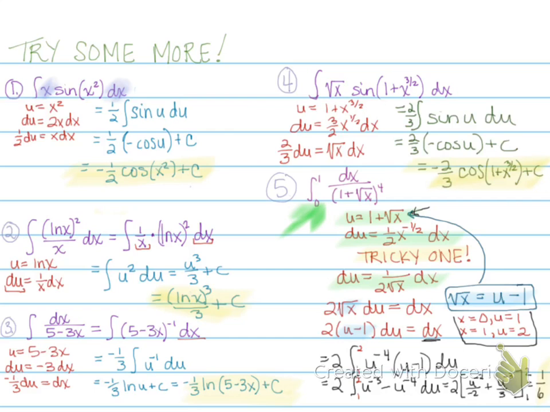And this one was to the negative 4th power. So then just evaluate that like you would any definite integral. Your answer should be 1/6. Go back and try that one again if you feel like you need to. We'll practice more of these in class tomorrow.